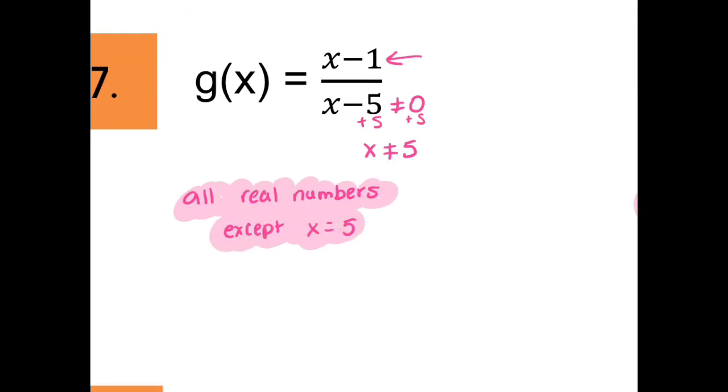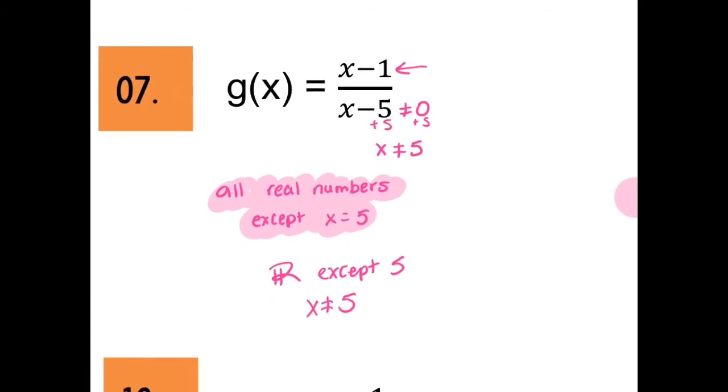If you're just writing out your work answers, feel free. This little fancy R represents all real numbers. So you can write that except 5, or you can write x cannot equal 5 in your work, and then just make sure you make the selection that makes sense when you go to WebAssign.